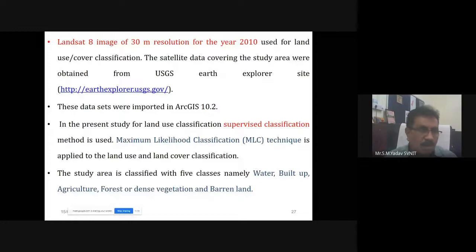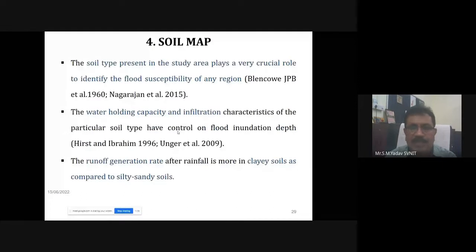This has been followed by the soil map. The soil type present in the study area plays a very crucial role in identifying the flood susceptibility of any region. The water holding capacity and infiltration characteristics of the particular soil type have control on flood inundation depth. The runoff generation rate after rainfall is more in clay soil as compared to silty or sandy soils.